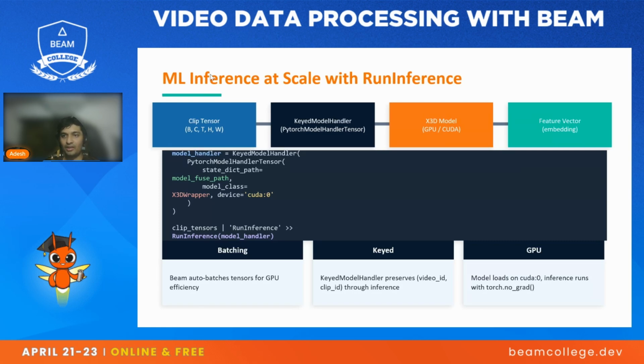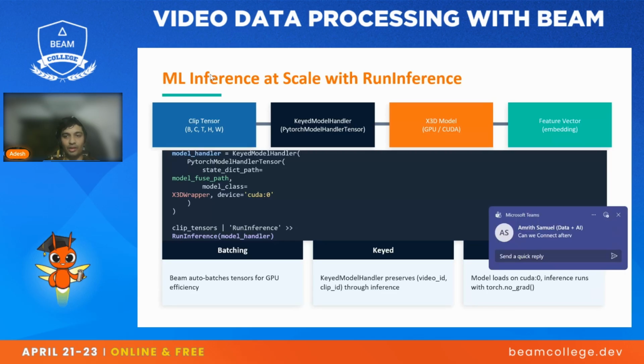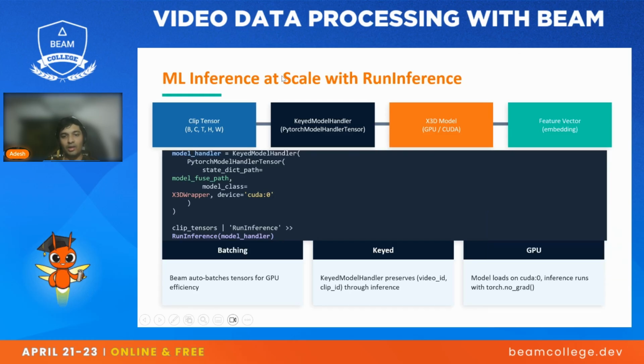So at the last stage, we get all the feature vectors and embeddings. Why do we use the Apache Beam RunInference transform? It does auto batching. We don't need to do custom batching ourselves. Then the keyed model handler, as I said, tracks the video ID and clip ID throughout the inference.